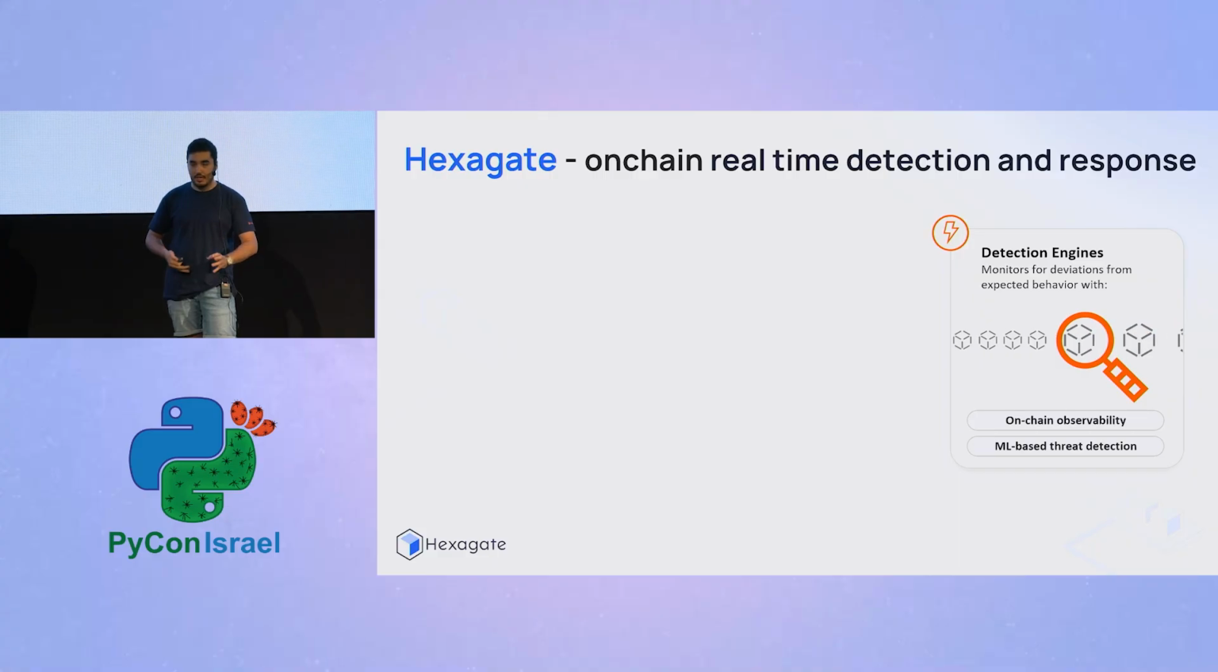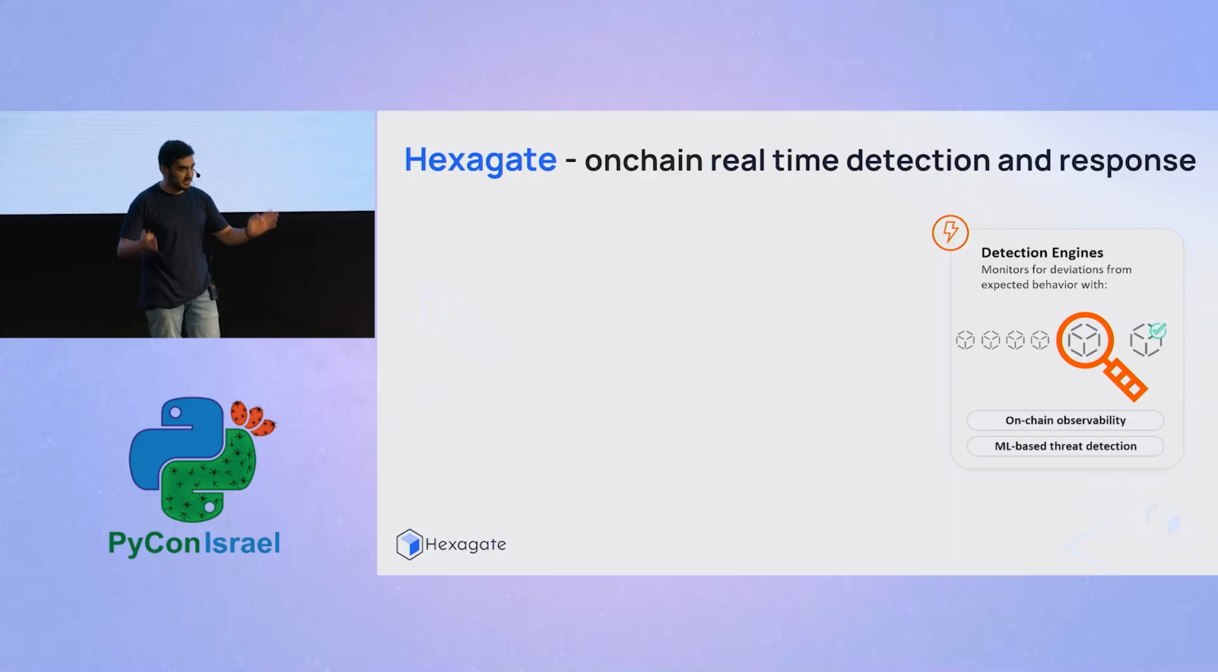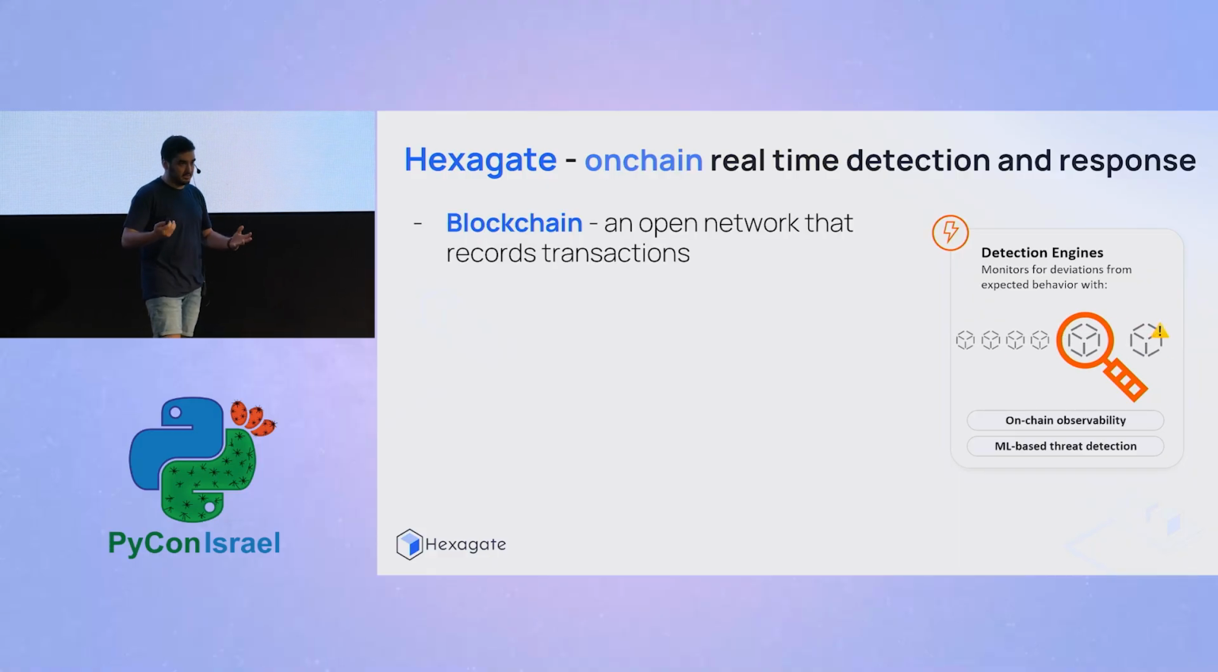So, to start off with a use case, let me describe what Hexagate does. It's an on-chain real-time detection and prevention platform. Now, this is a pretty long sentence. Let's break it up a little bit. On-chain is on the blockchain. Now, what we need to know for this talk about the blockchain is that this is an open network on which users can interact with transactions. So users make transactions. These are batched up into blocks. Blocks are posted to the blockchain for the world to see.